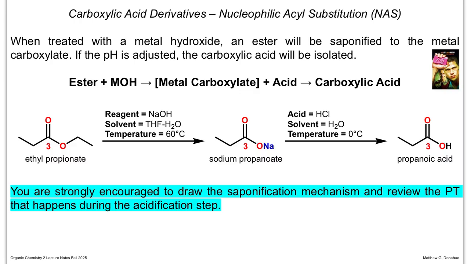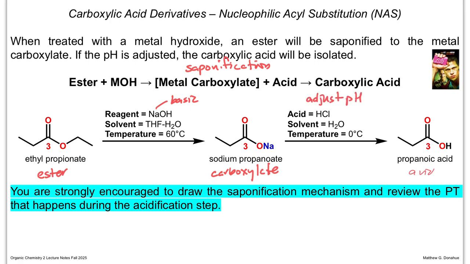The kind of reversion of that, or going the opposite way, is called saponification, where you start with an ester. You're now under basic conditions, so sodium hydroxide, water, and heat. You end up with an intermediate metal carboxylate. And then you adjust the pH to isolate your acid.